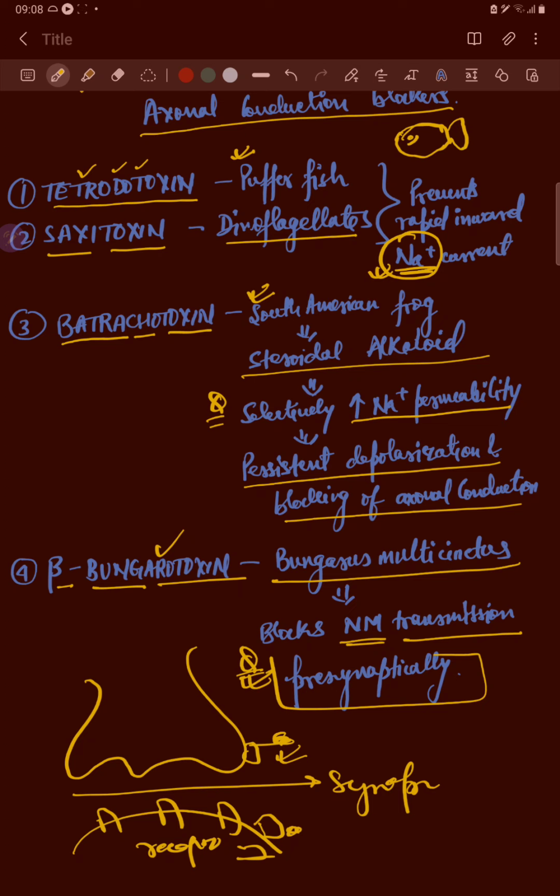It's very, very important that beta bungarotoxin acts presynaptically, whereas alpha bungarotoxin acts postsynaptically. So this is also a very crucial point to know.